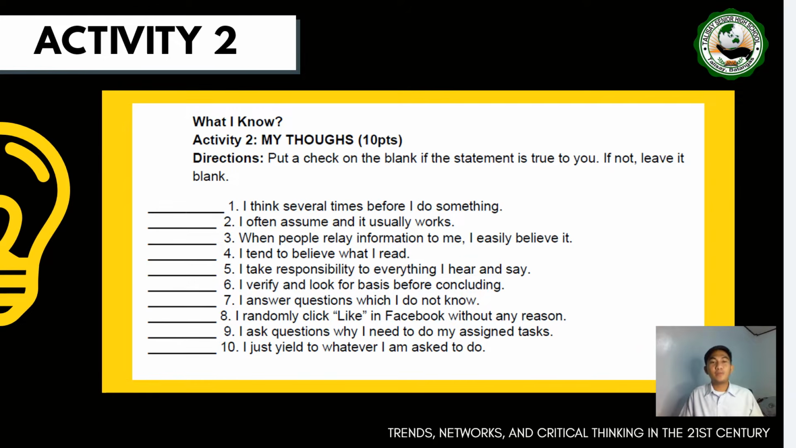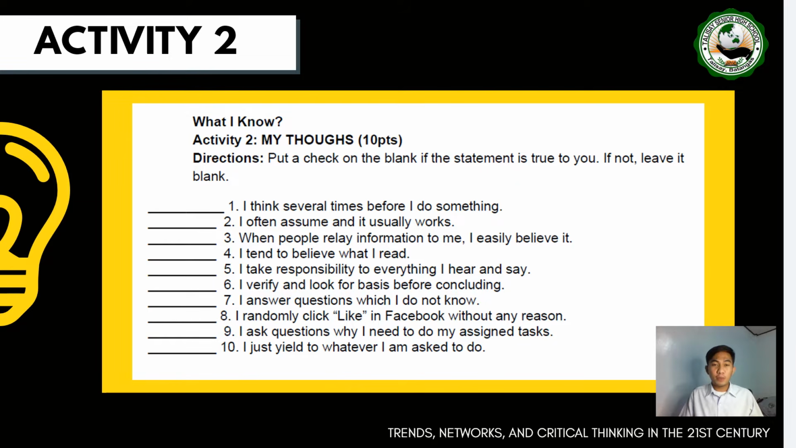Let's proceed to activity 2. This is called My Thoughts, and you will be getting 10 points by accomplishing this activity. It is very easy actually. You're just going to put a check on the blank if the statement is true to you. If not, just leave it blank. You're just going to answer this based on your own experiences and your own personality. So in short, there is no wrong answer for this activity.